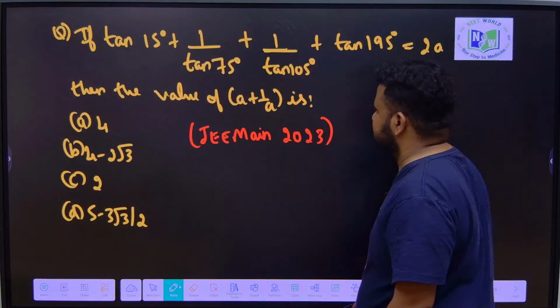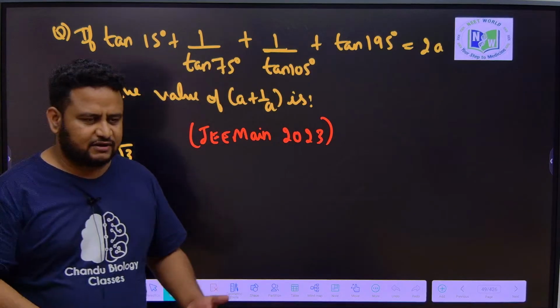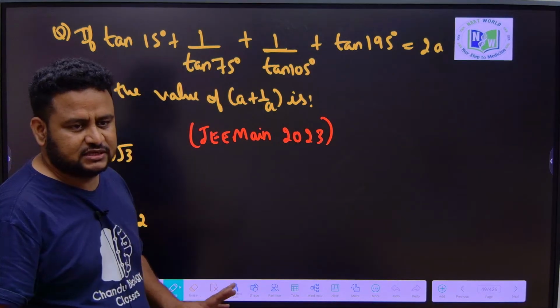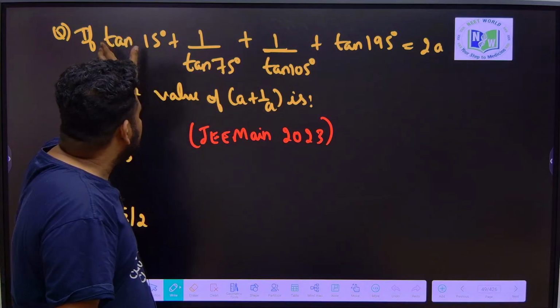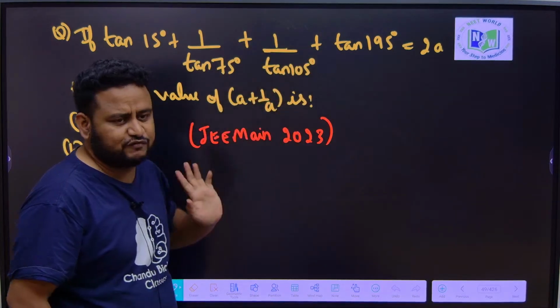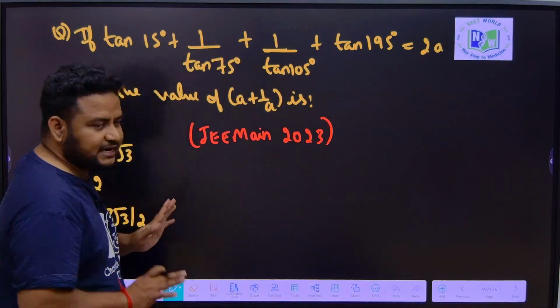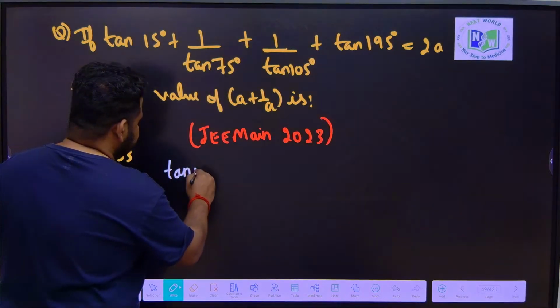Now, have a look at this question. Here in this question also, you will get a value of tan 15 degree, all these things. We are not worried about the value. My only concern is how we will use this tan 15, how we will use this tan 75, how we will convert to get the value of 2a. Now, tan 15 degree, let me write it as it is.